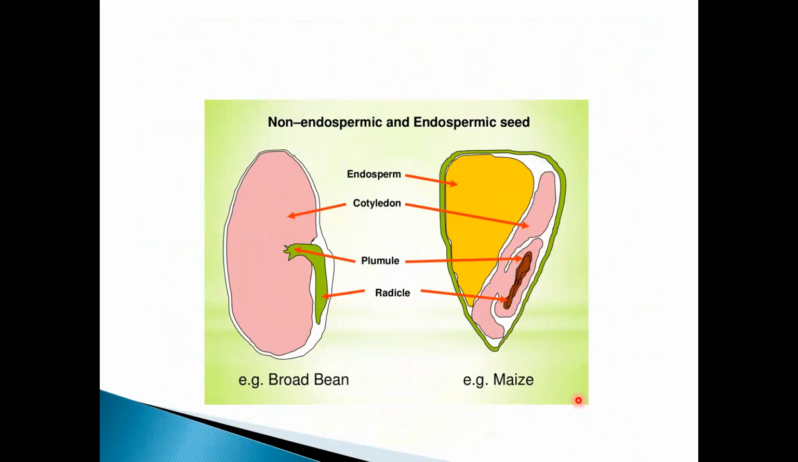Next, coming to see here. Broad bean seed it is, and this is a maize. This yellow colored part you can see here, the mustard yellow part, is nothing but endosperm, whereas here the endosperm is absent. So this is called a non-endospermic seed. Here the endosperm is absent, so it is called a non-endospermic seed, whereas here the endosperm is present, so it is called an endospermic seed.